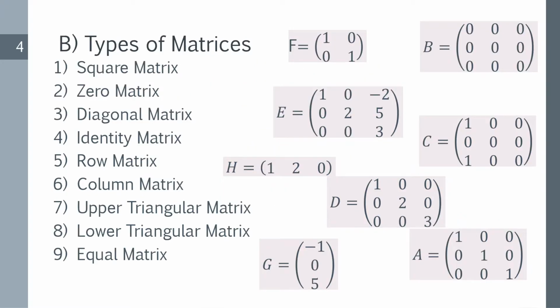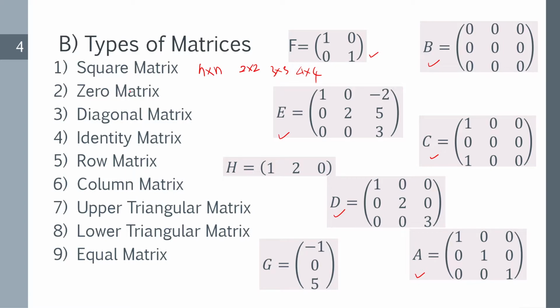Then we have a few types of names for our matrices. The first one is called the square matrix, or sometimes we just name it n times n. The numbers must be the same since it is a square. For example, the smallest is 2 times 2, then 3 times 3, 4 times 4. Here, F, B, C, E, D, and A are all square matrices.